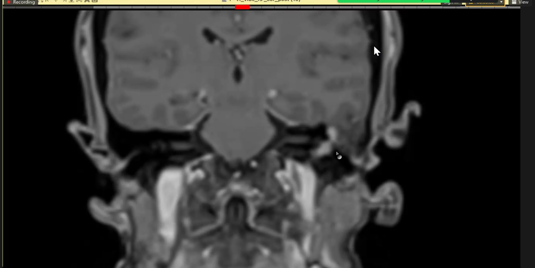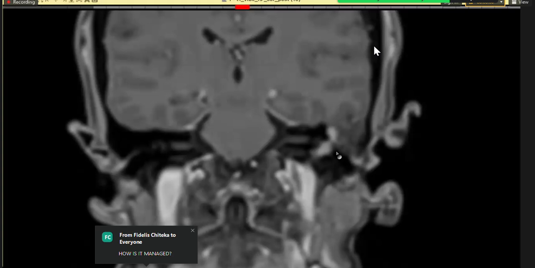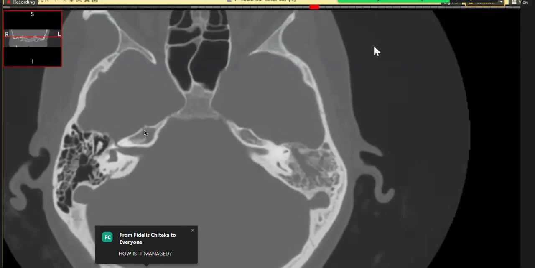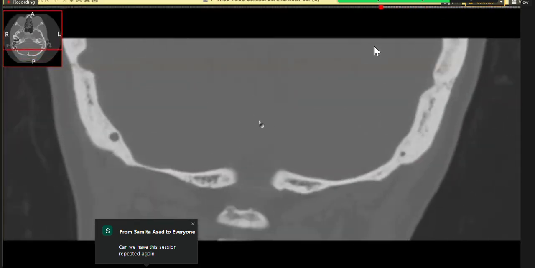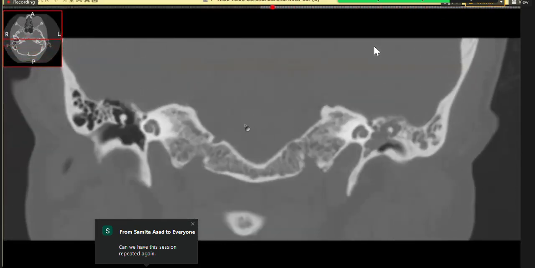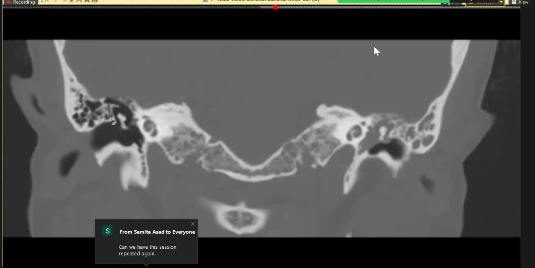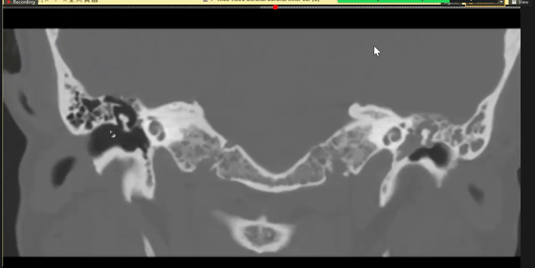Pars tensa and pars flaccida cholesteatoma. So I'll go back to anatomy to show you the difference. Pars tensa cholesteatoma and pars flaccida cholesteatoma is the question. So what happens is, consider the tympanic membrane actually has got parts.